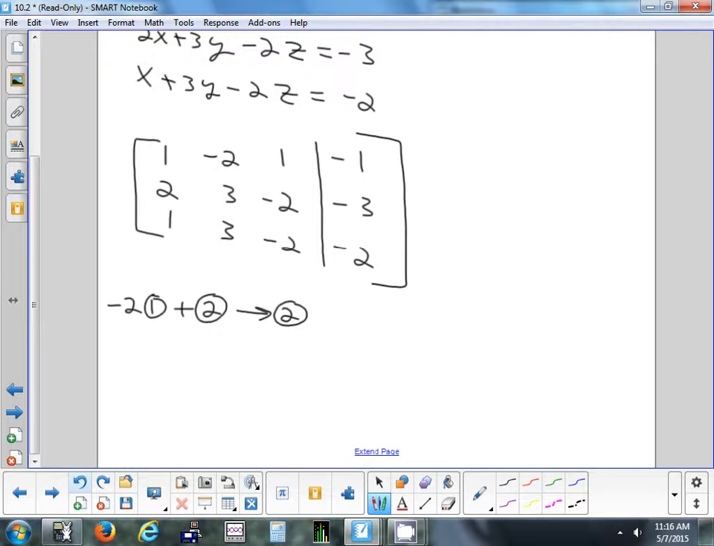I also want to replace what's in the third row. What could I multiply the first equation by, and add it to the third, to make a 0 in the first column, third row?